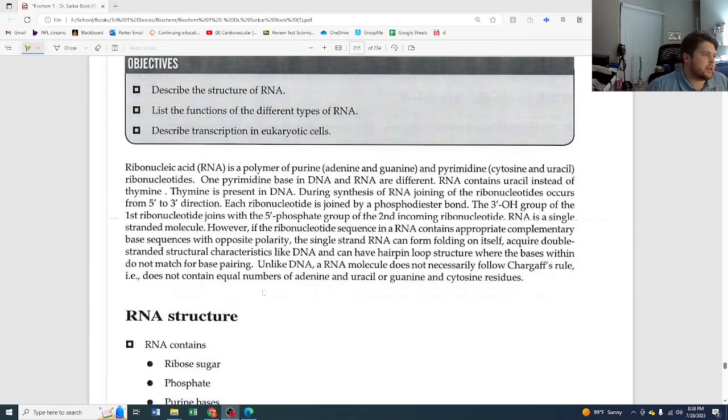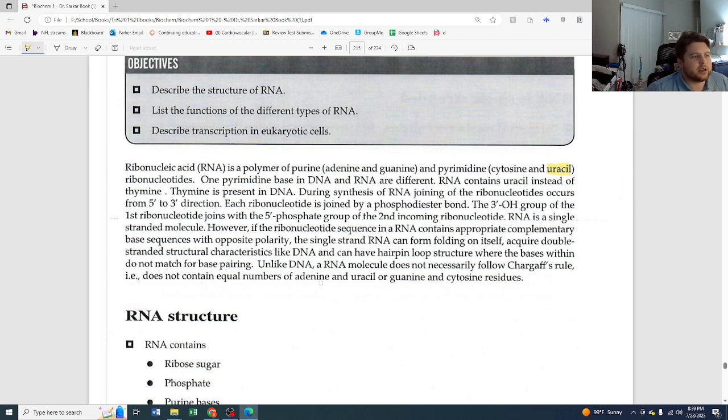Ribonucleic acid is a polymer of purine and pyrimidine ribonucleotides. Notice the big difference here is that rather than thymine, we have uracil. The uracil takes the place of the thymine. One pyrimidine base in DNA and RNA is different. The RNA contains uracil instead of thymine. Thymine is present in DNA.